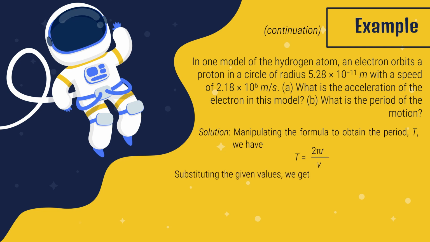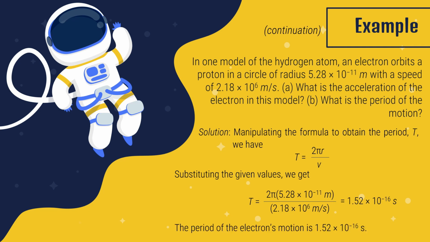And substituting the given values, we get T, which is equal to 2 pi times 5.2800 times 10 raised to negative 11 meters, all over 2.1800 times 10 raised to 6 meters per second, which yields 1.5200 times 10 raised to negative 16 seconds. The period of the electron's motion is 1.5200 times 10 raised to negative 16 seconds.